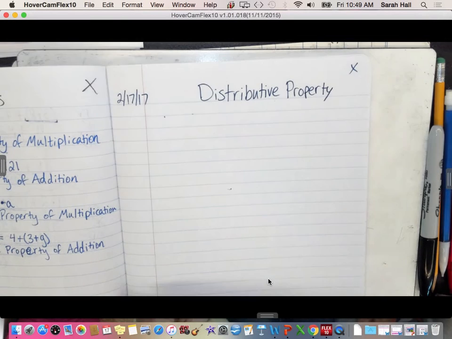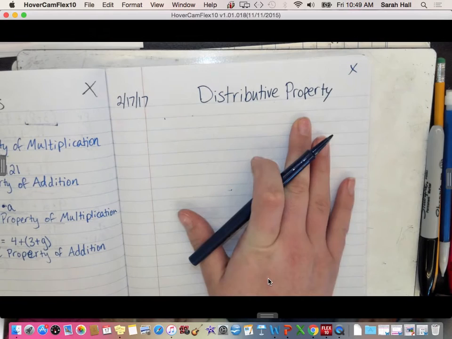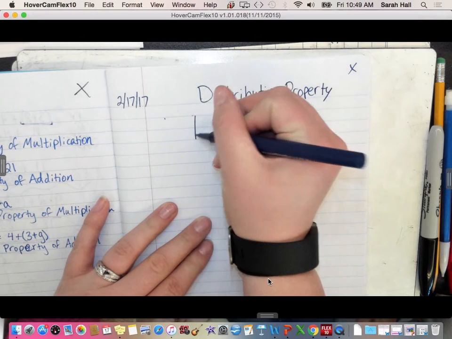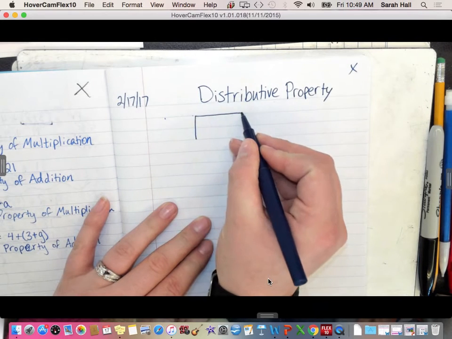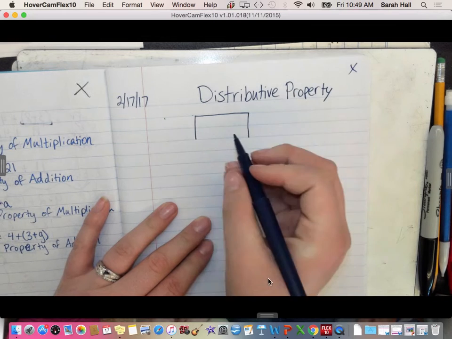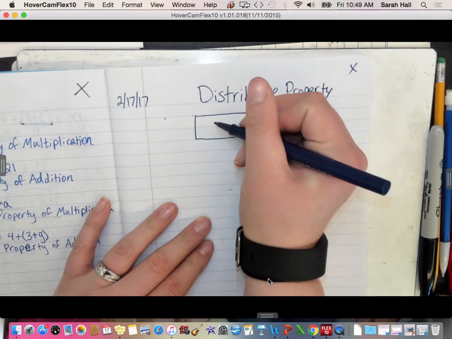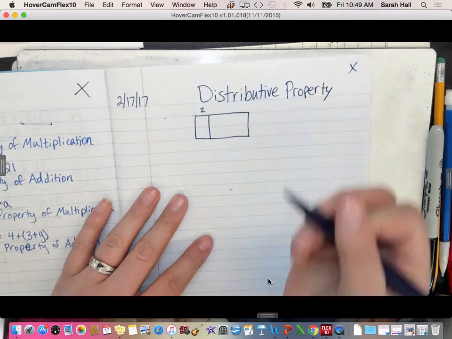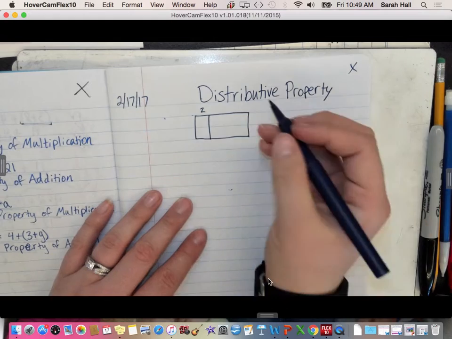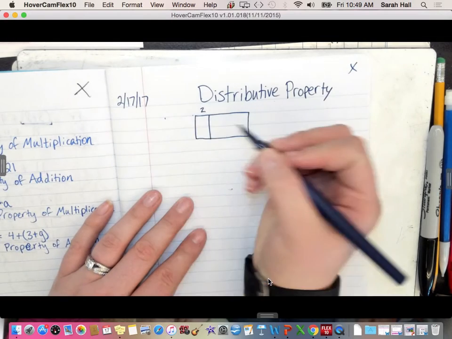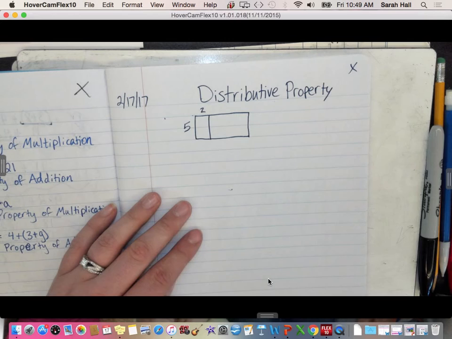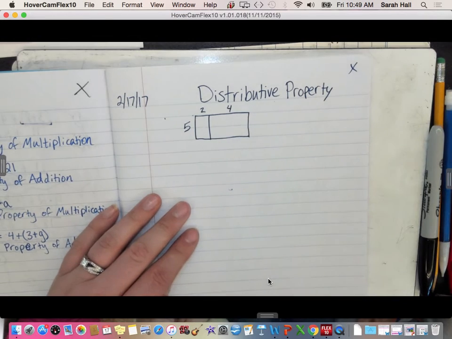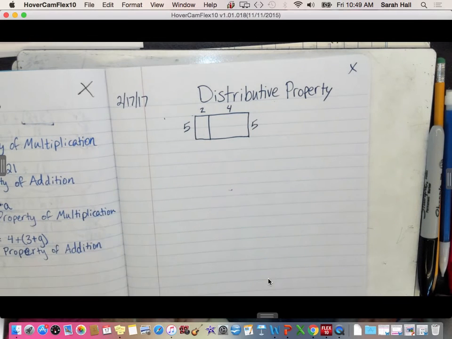Okay, so today we're going to talk about the distributive property. This is the last property that we're going to learn about. So first we're going to draw a rectangle. Okay, so we have one rectangle here where it's 2 units long and it's 5 units tall. And then over here it's 4 units long and still 5 units tall.